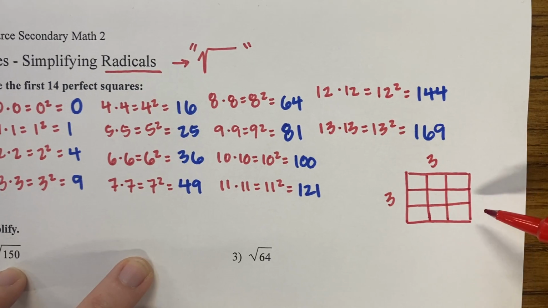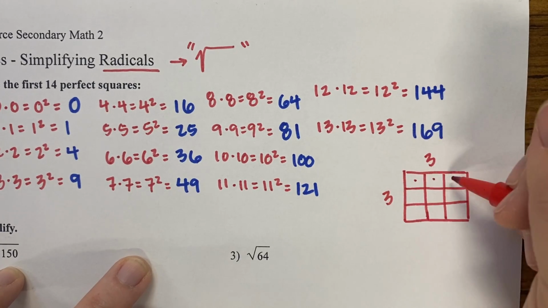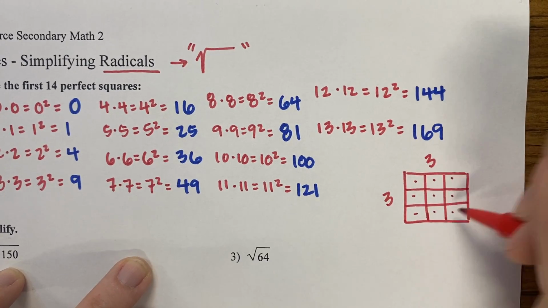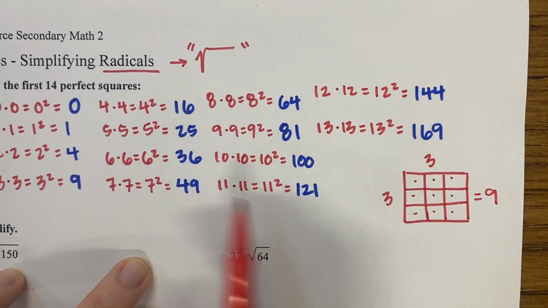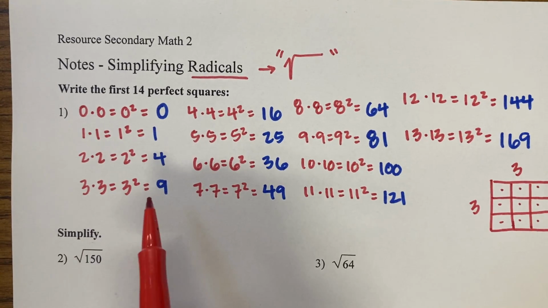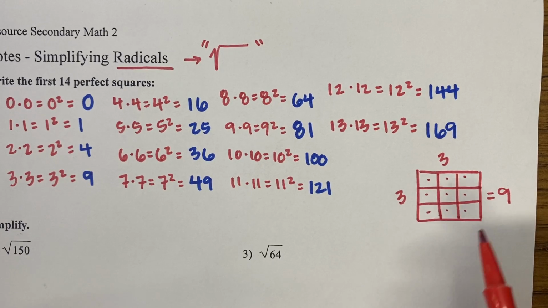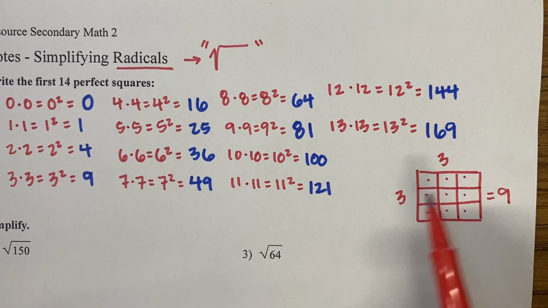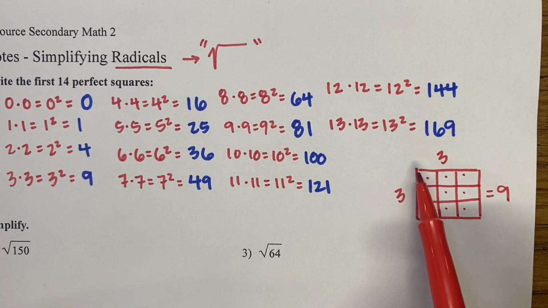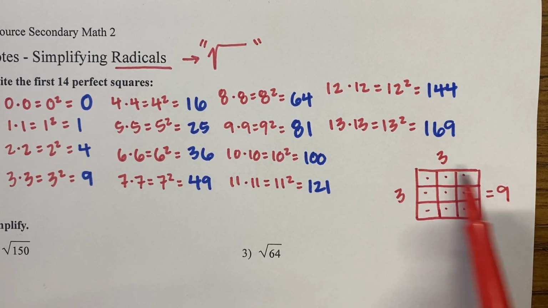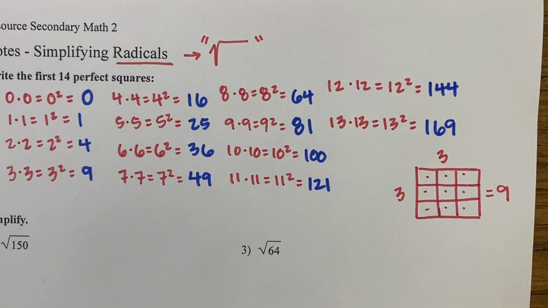Okay, well, how many boxes do we have within this square? 1, 2, 3, 4, 5, 6, 7, 8, 9. And look at that. That's the exact same answer we got over here. 3 times 3 is 9. They are literally called perfect squares because if you draw them out, they create a perfect square. Same length, same width. Okay?